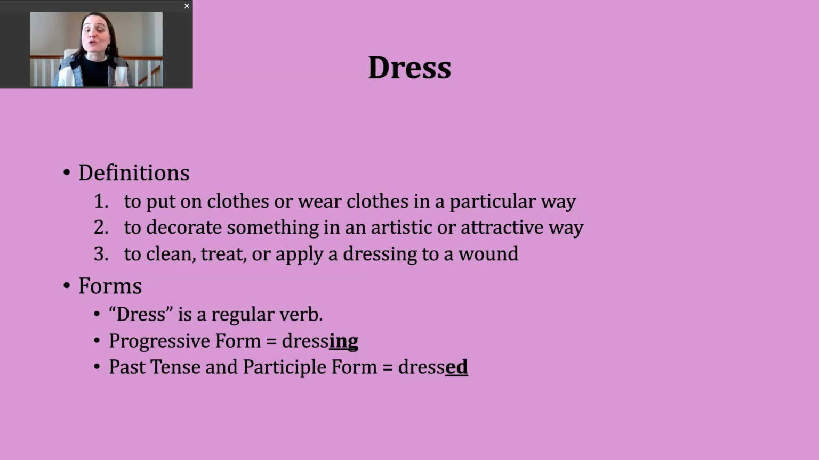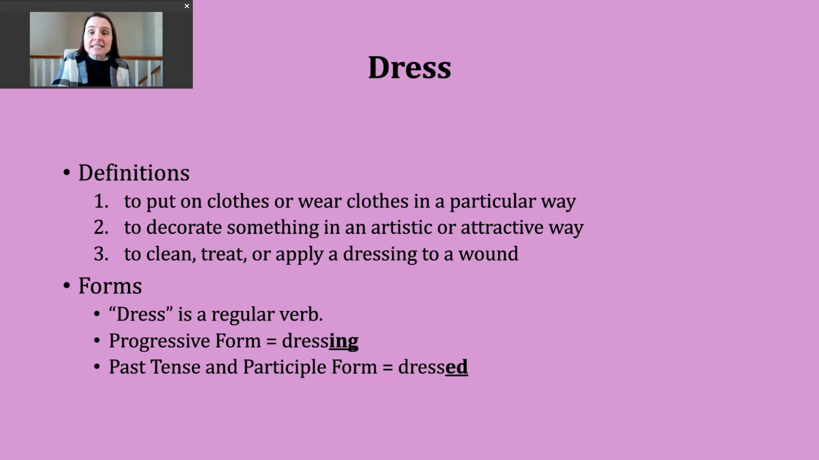You should know that dress is a regular verb. To make the progressive form, all you need to do is add ing to form dressing. The past tense and participle forms of this verb are made by adding ed. Our base verb, dress, ends in an unvoiced S sound. So our past tense ending, our ed ending, is going to make a T sound. It should sound like this: dressed, dressed.